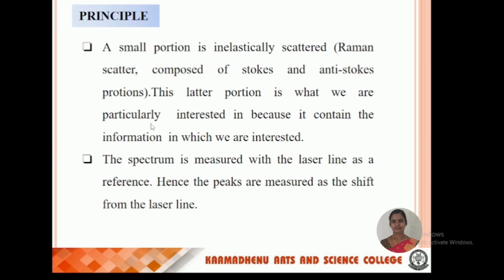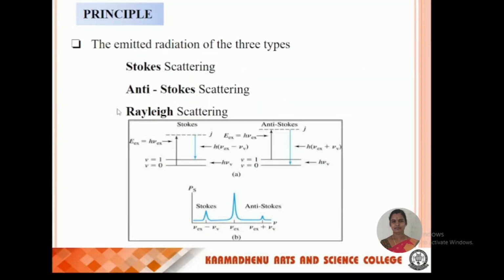Then the spectrum is measured with the laser line as a reference, hence the peaks are measured as they shift from the laser line. Then the emitted radiation is of three types. First one is Stokes scattering, second one is anti-Stokes scattering, then third one is Rayleigh scattering. In this diagram, this is Stokes line, this is anti-Stokes line.